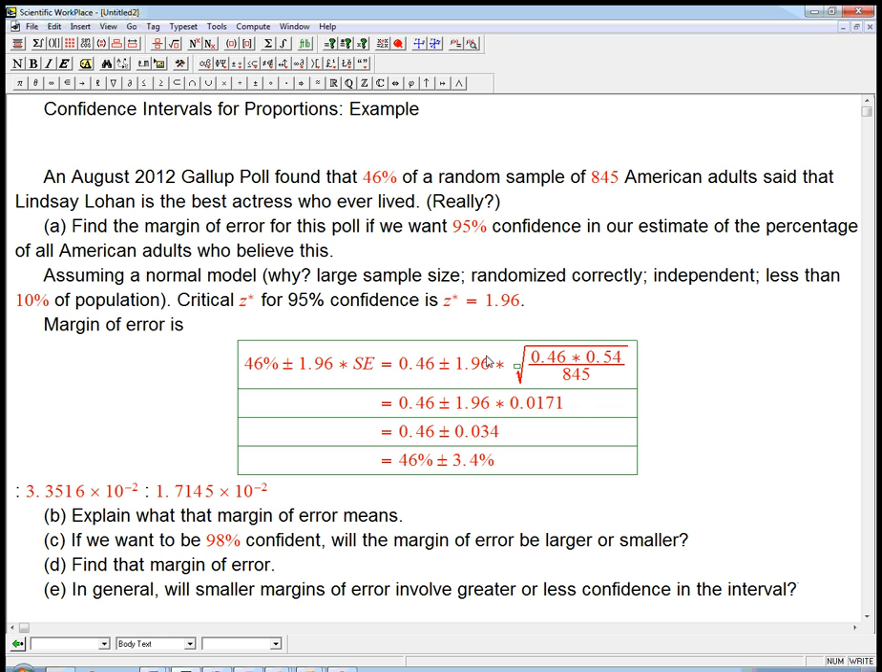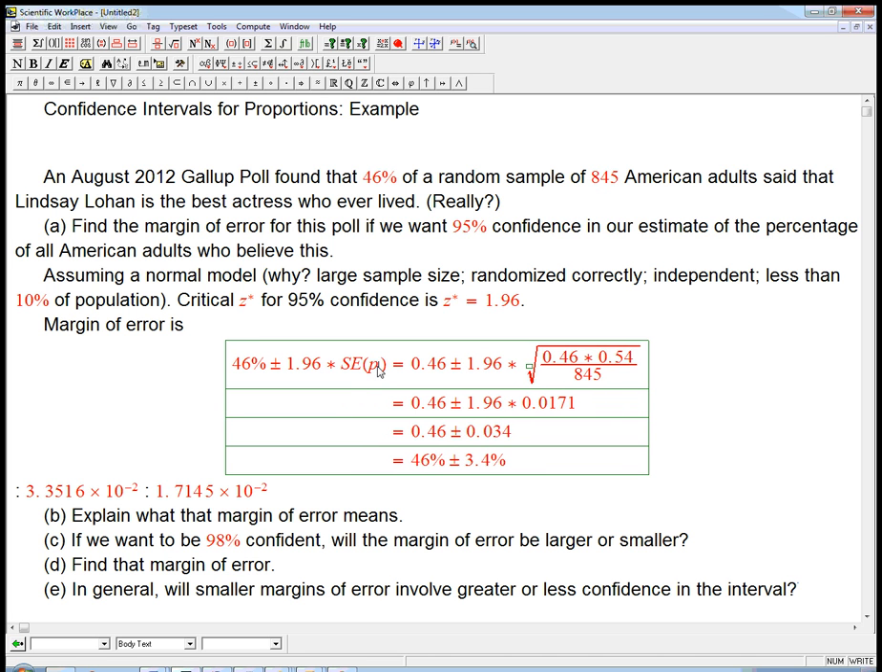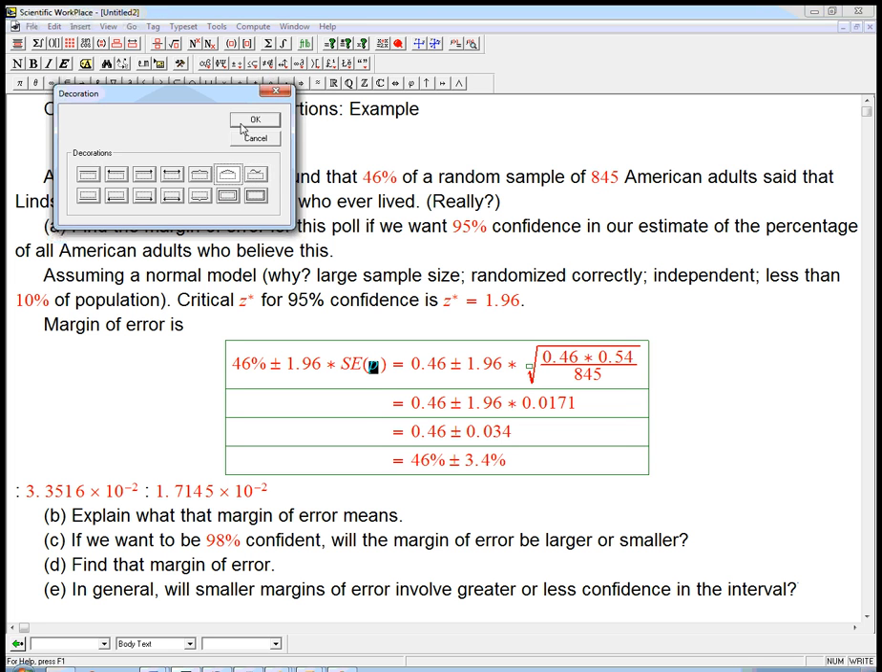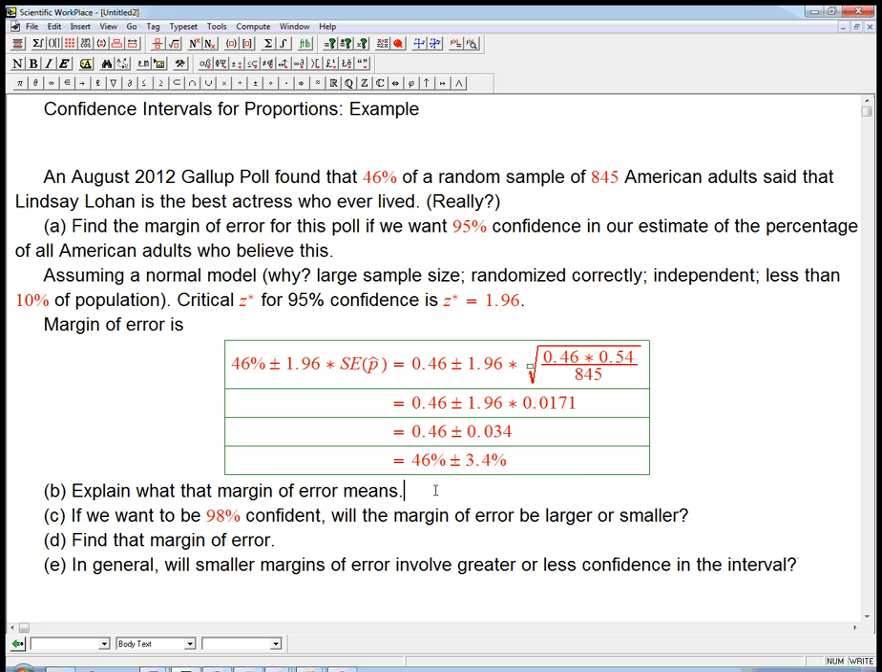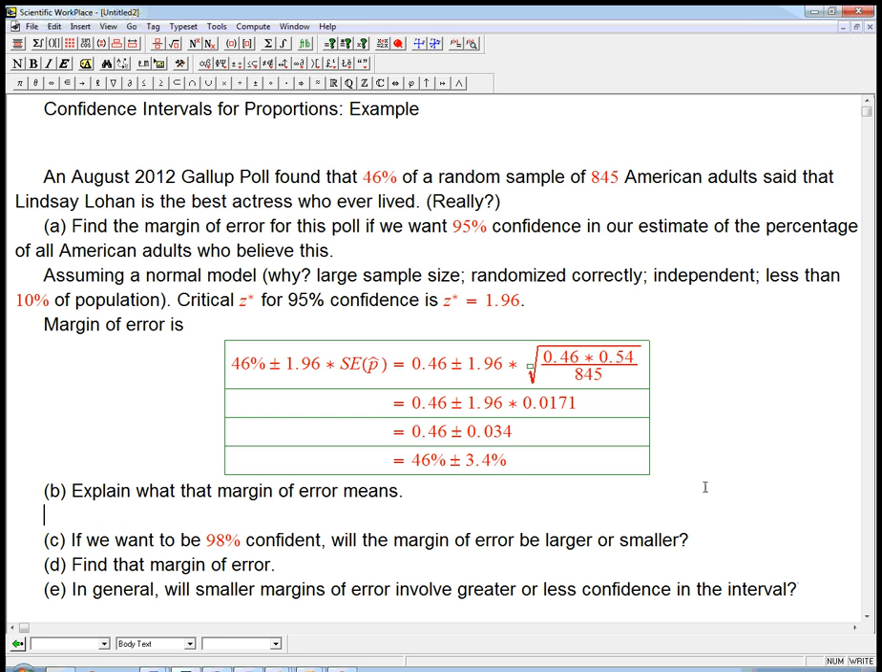So we took our z star value and we multiplied it by the standard error in the proportion. And I guess I should say SE of p hat, the standard error of the predicted proportion. That's some more official terminology. And it says that 46% plus or minus 3.4% with 95% confidence is the answer we would report. Okay, so there's the mechanics of it, but what the heck does that mean? This is the really tricky bit.